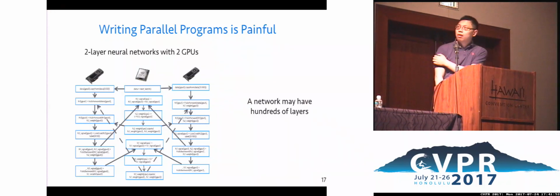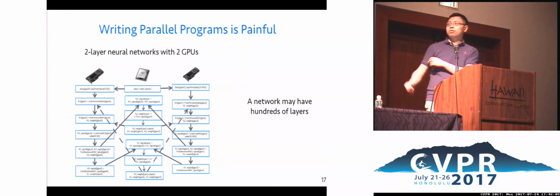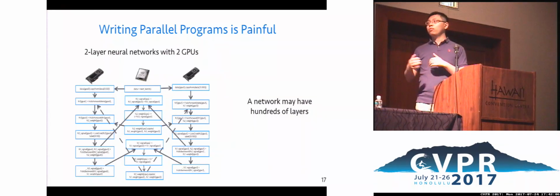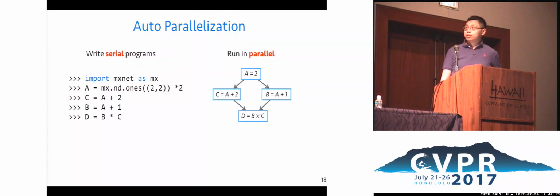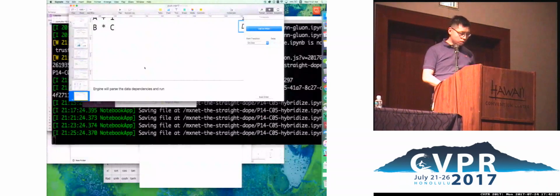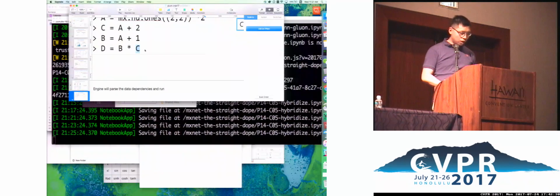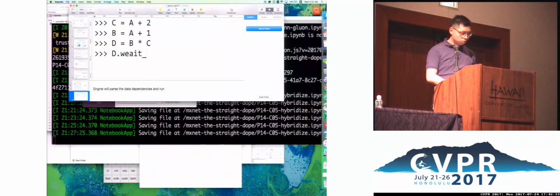So writing parallel programs is pretty painful. Even if you have only 2 fully connected layers, this is a dependency graph if you run on 2 GPUs versus a single GPU. So you need to resolve all the data dependencies, and you're trying to find a way to parallelize it. So we're trying to fix it with the backend engine. We are using lazy evaluation. So import MXNet, you create A, C equals A something, B equals A plus something, D equals B times C. So actually, until this point, I can, sorry. I'll probably add another thing here to beta.